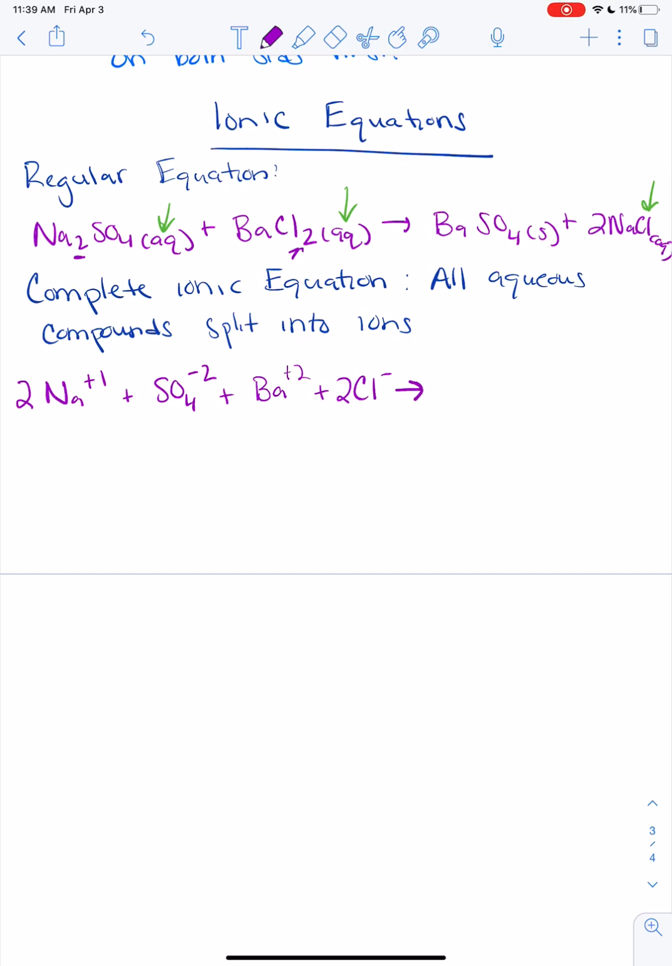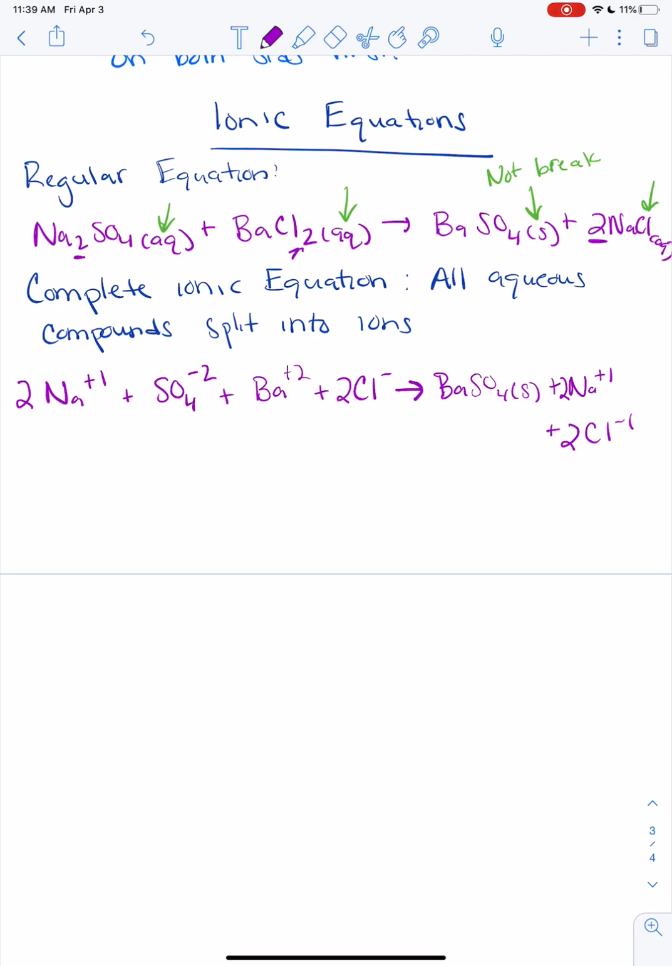Okay. Then afterwards, barium sulfate. We notice over here, it is a solid. This is not going to break apart, okay? So I'm going to write this as barium sulfate solid, right? You just keep it the way it is. Now our sodium ion, we know sodium has a charge of +1, and there are 2 of them, plus chlorine has a charge of -1, and because that is a coefficient, remember you have to multiply it by 2, so we get 2 chlorines. All right, so we're just splitting these into their parts.